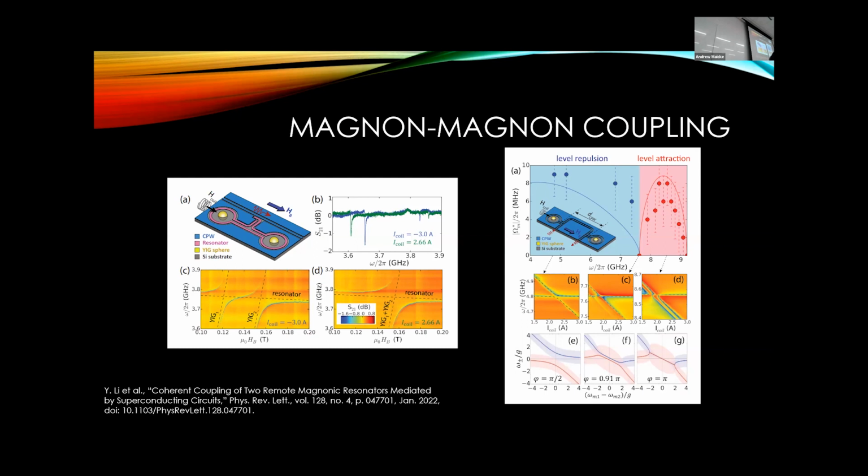And then they also did another architecture to show level repulsion and level attraction with non-Hermitian physics, but I don't understand it well enough, so we're not going to go into that. It's also in the paper.